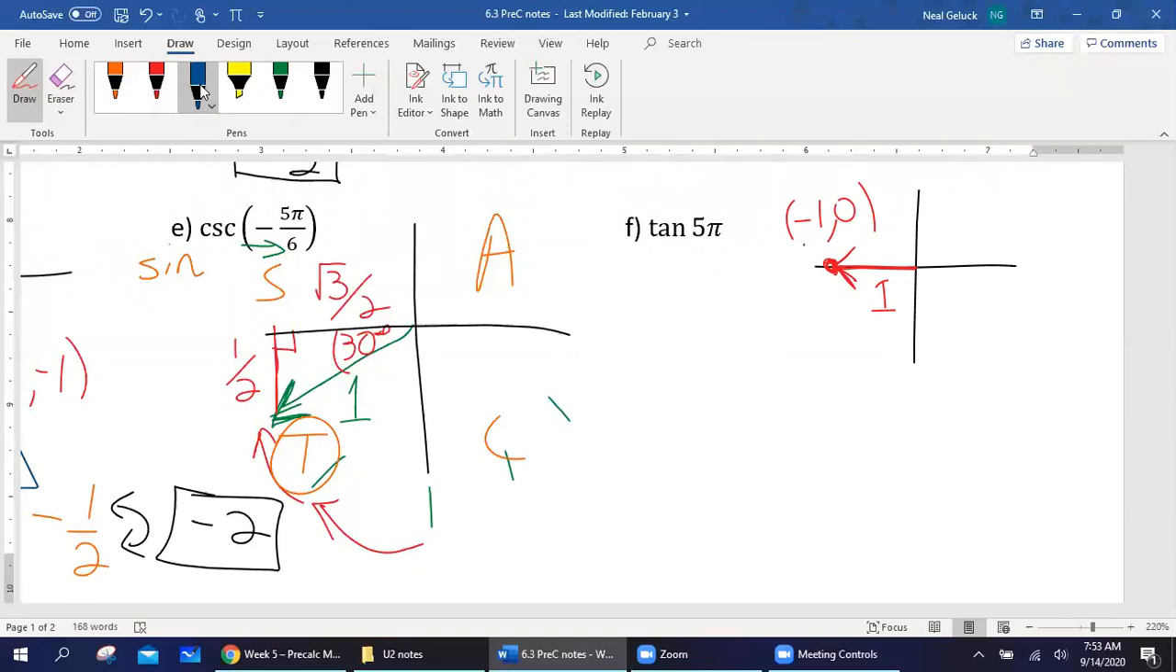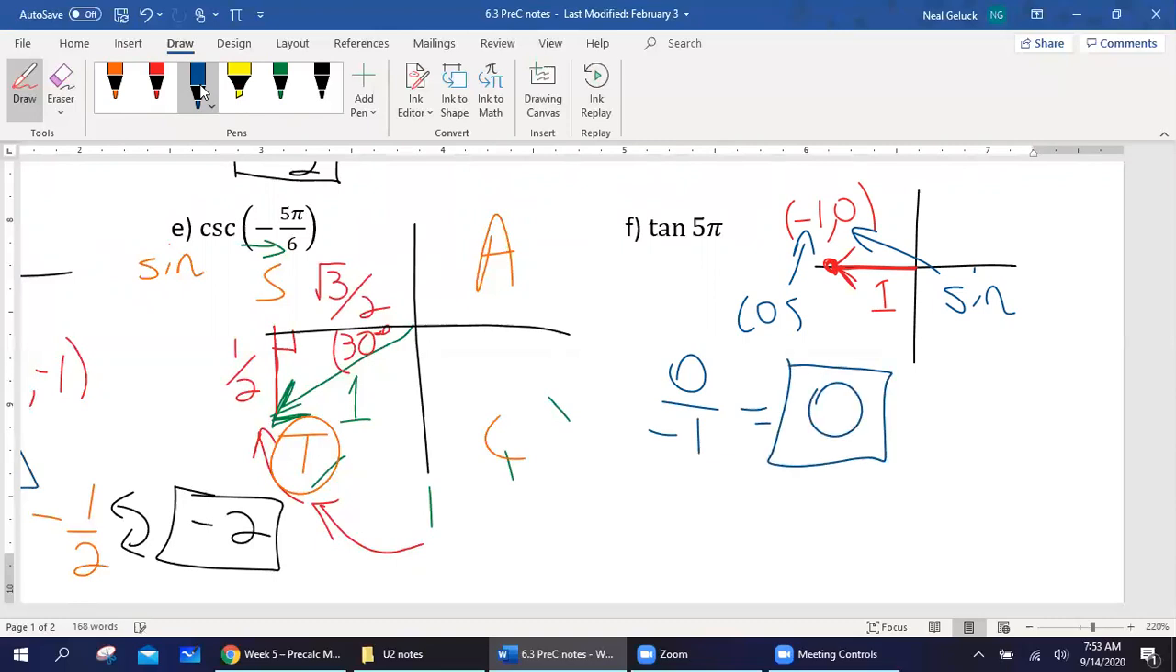Remember that those coordinates represent the cosine and the sine. Tangent is sine over cosine. So it would be 0 over -1. You are allowed to have 0 on top. So the tangent of 5 pi is 0.